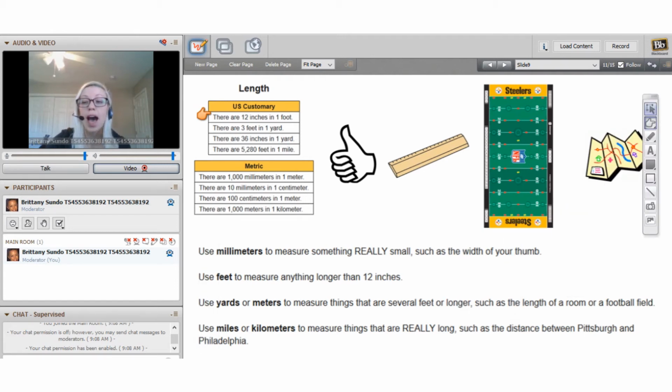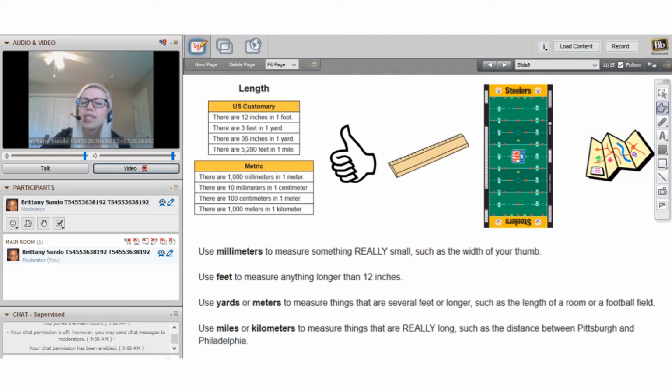Let's take a look at a few different things that we would use these units to measure. For millimeters, we're going to use that to measure something really, really small, just like the width of your thumb, because that is super tiny. Okay, so we would use millimeters to measure something like the width of your thumb, or something really, really tiny. For feet, we would use that to measure anything bigger than 12 inches or longer than 12 inches. Okay, so anything longer than your standard 12-inch ruler, we're going to use feet to measure that.